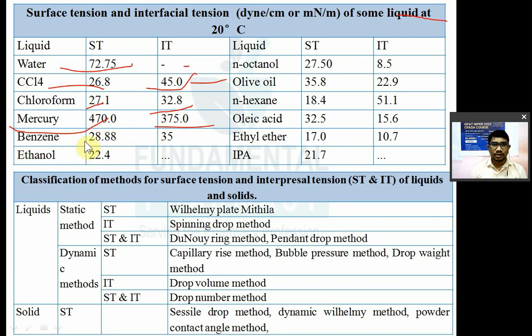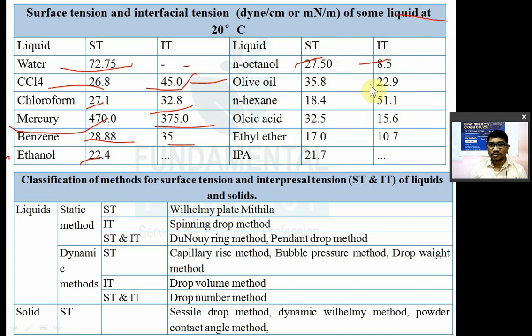Benzene has a surface tension of 28.88, and benzene plus water interfacial tension is 30. Ethanol का surface tension कितना होता है? 22.4. N-octanol has a surface tension of 27.50. In water it has an interfacial tension of 8.5.